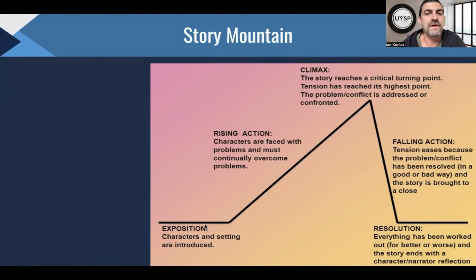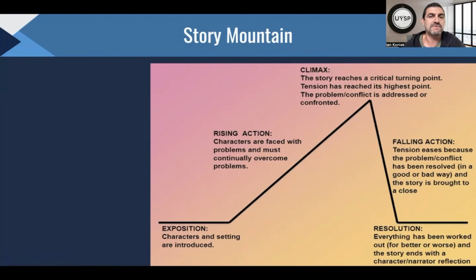After that comes the falling action, and that's really the easing of tension because the problem is being resolved, like I said, in a good or a bad way, bringing the story to the close. And the final section is the resolution. This is everything working out for better or worse, right? And ending with the character or the narrator's reflection.